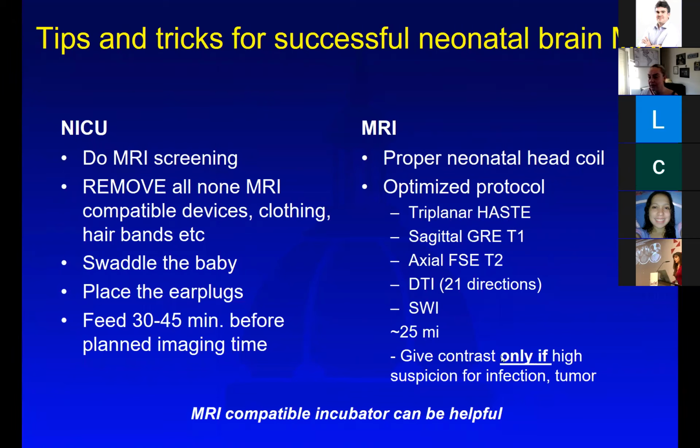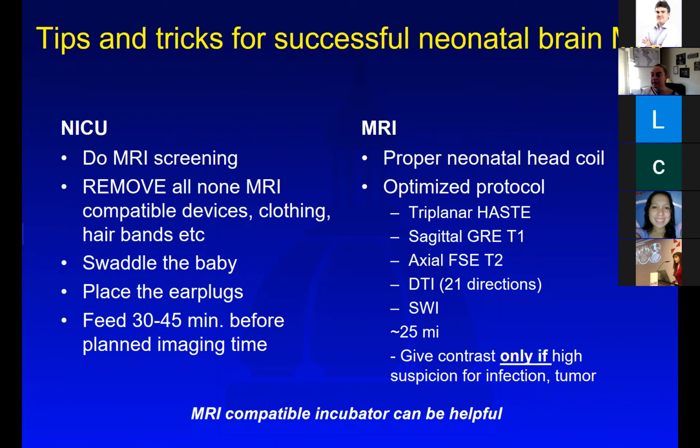We hardly ever give IV contrast. We only use it if the question is infection or neonatal brain tumors. Obviously, that's a very rare occurrence, but if it is the question, then we do that. There are a couple of tips and tricks for how you can optimize your success.